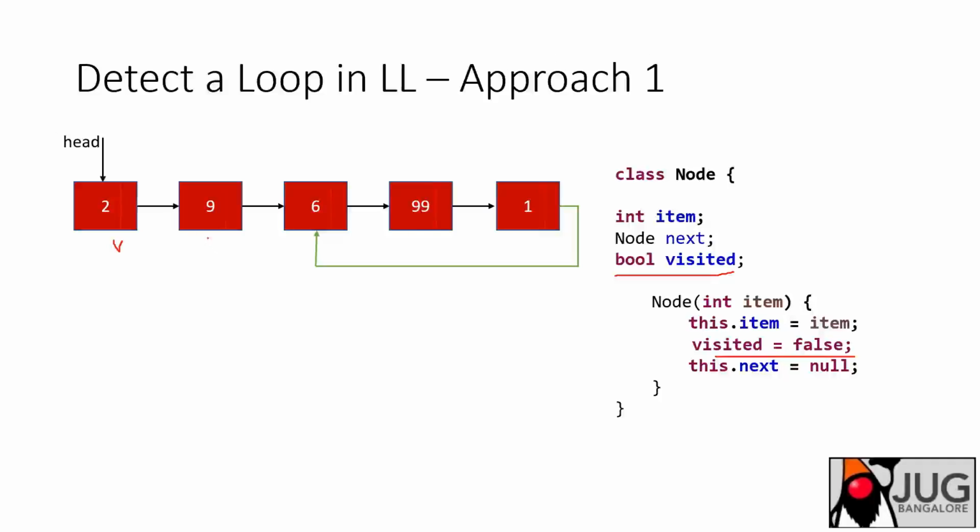Go to next and mark this as visited equal to true. Go to 6, mark this as visited true. Go to 6, mark true. Go to 99, mark true. Go to 1, mark true. Once it comes back to 6, where you identify that it is already visited, that means it is a loop, right? So let me cover that again.